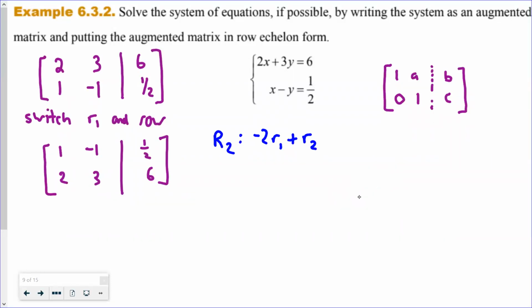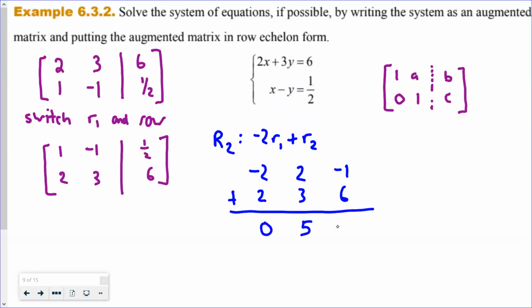Let me show you what I mean. Let's times row 1 by -2. It gives me -2, +2, and then -2 by 1/2, that's just -1. Now row 2, we're not changing, it's just 2, 3, 6. Let's add those together, and we are going to get 0, 5, and 5. Nice. We like that, right?